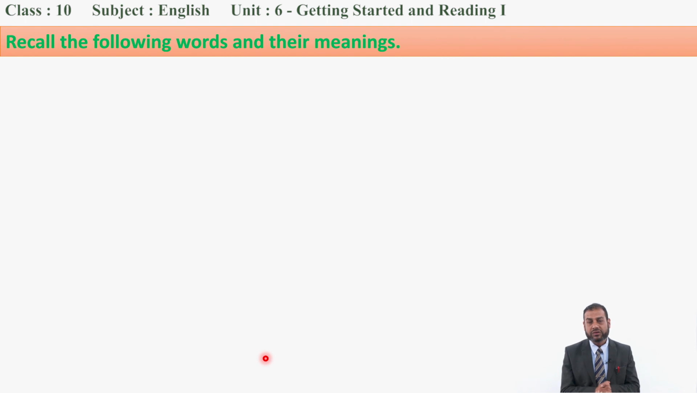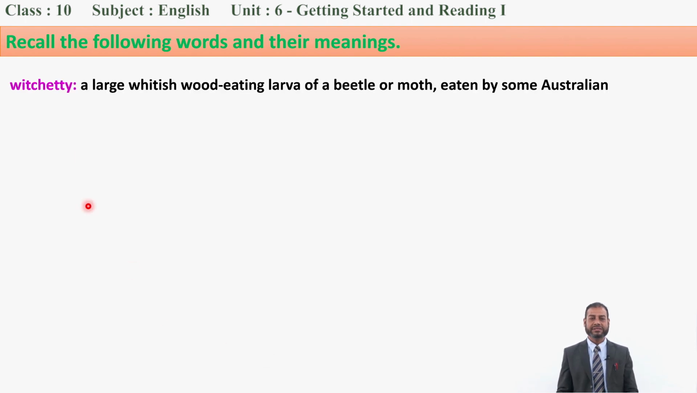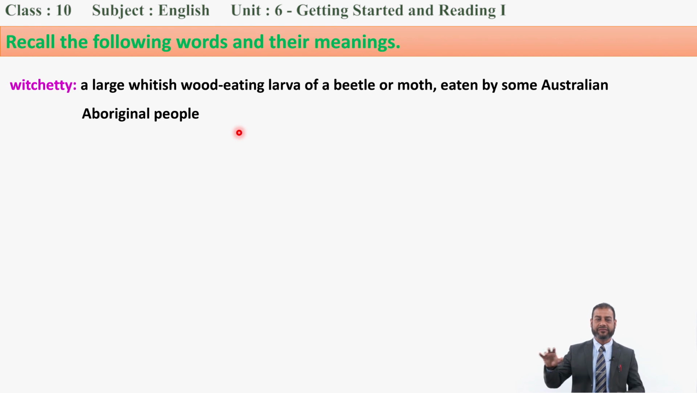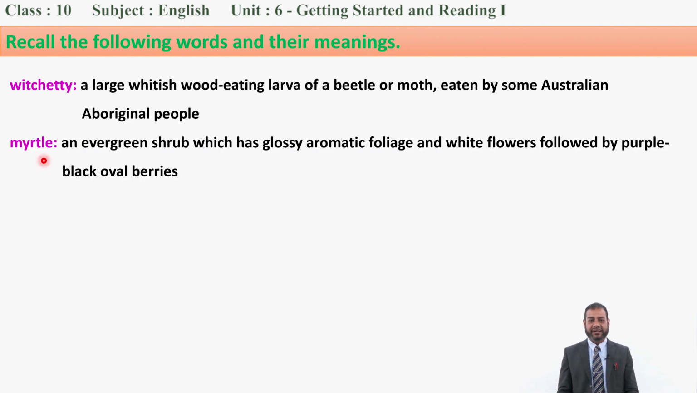Likewise, we have some more words, and they are witchetty, okay? A large whitish wood-eating larva of a beetle or moth eaten by some Australian aboriginal people, okay? So witchetty, a bush type of food, where you can find their larva. I showed you the picture also. Could you remember it? Okay. Next, myrtle, an evergreen shrub which has glossy aromatic foliage and white flowers followed by purple black oval berries. And again I showed you the picture of myrtle also. I hope you could remember it.